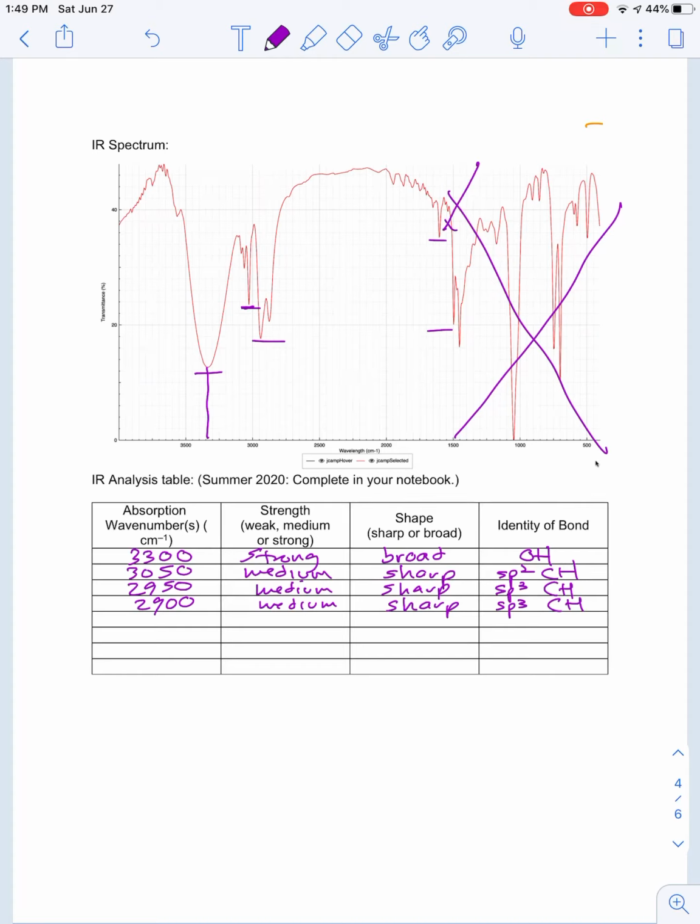This one, it's weak, but I think it's worth using. This is about 1600. And then we have one just about 1500. This is weak since it's the upper part. This is medium. And these are both sharp. And in this range, we're talking about carbon-carbon double bonds. And since we have the likelihood of an aromatic, I'm going to say that these are also aromatic.